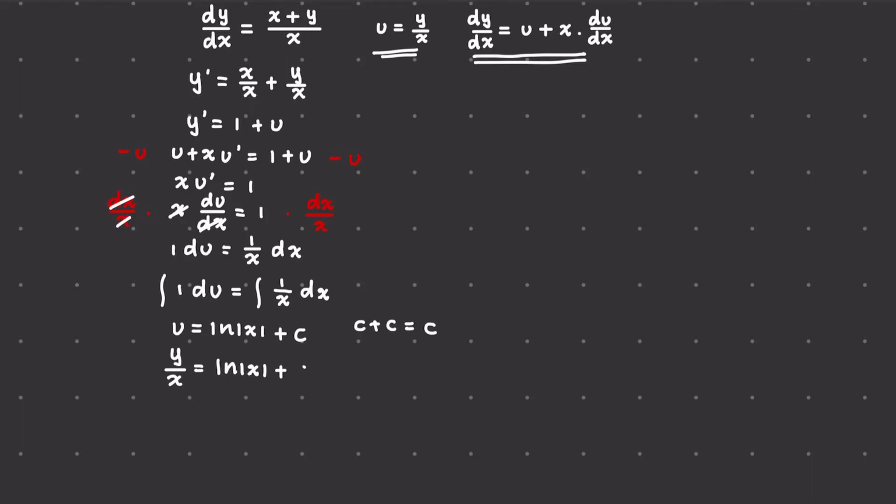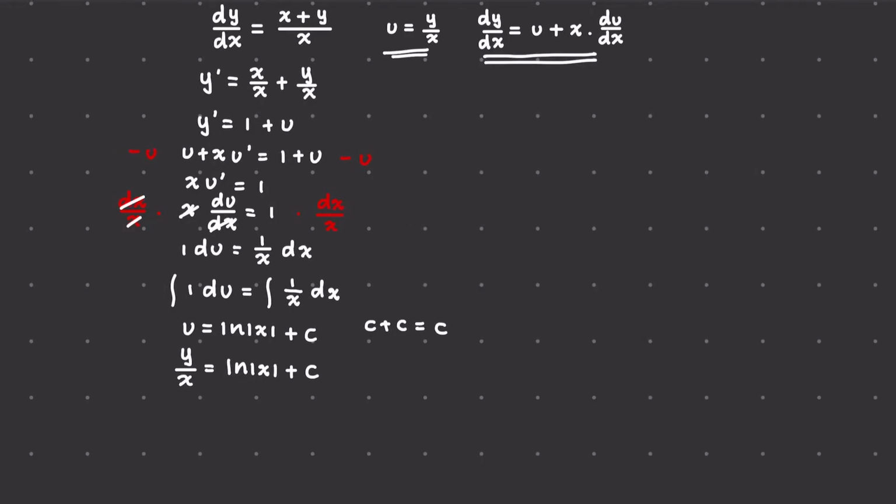plus c, and so we can multiply both sides by x to get rid of the x on the left, and we will get a y equals equation as our final answer. y equals x times ln x plus c. And so this is our final answer, or our general solution to this differential equation.